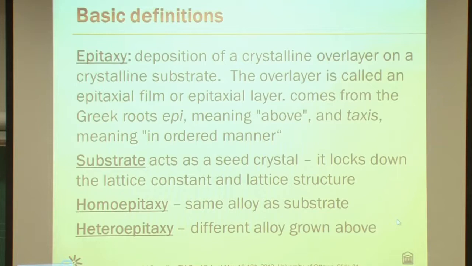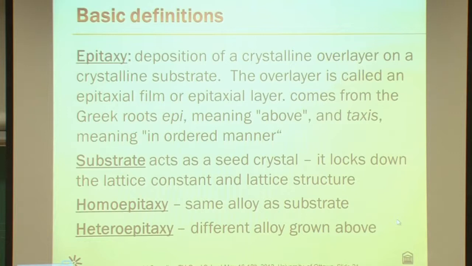The substrate is going to act as our seed crystal. We have to follow the lattice constant, the lattice structure of that substrate. It locks it down. There are two different types of epitaxy: homoepitaxy, if you're putting the same alloy on, so that might be epitaxial germanium on a germanium substrate, or heteroepitaxy, which is mostly what we're doing here. A new alloy is being put down on underlying alloys of a different nature. Different flavor is the term that I use in common chatting about stuff.